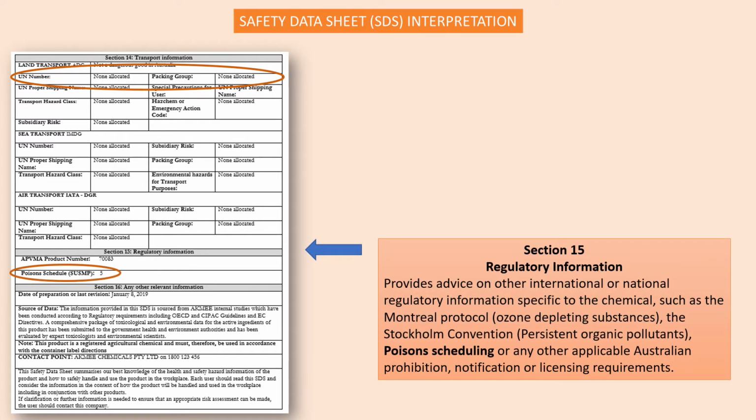Section 15 provides regulatory information. This section provides advice on other international or national regulatory information specific to the chemical, such as the Montreal Protocol for ozone depleting substances, the Stockholm Convention for persistent organic pollutants. It also contains the poison scheduling information and any other applicable Australian prohibition, notification or licensing requirements.